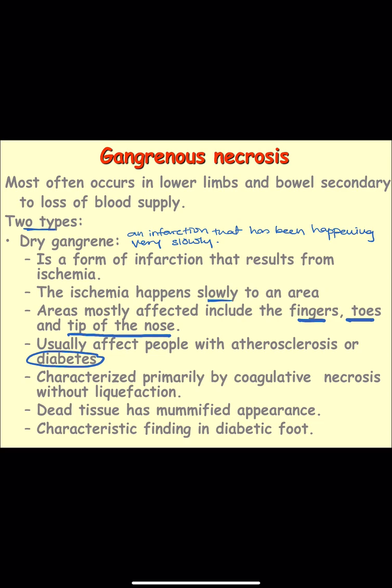So again, if you want to think about what dry gangrene looks like, it looks like a mummified appearance. We used to get a lot of those, actually feet: above the knee amputations, AKA, and below the knee amputations, BKA, for patients mostly with diabetes. I rarely saw any patients coming in with only atherosclerosis. Usually it's either diabetes or a combination of atherosclerosis and diabetes.